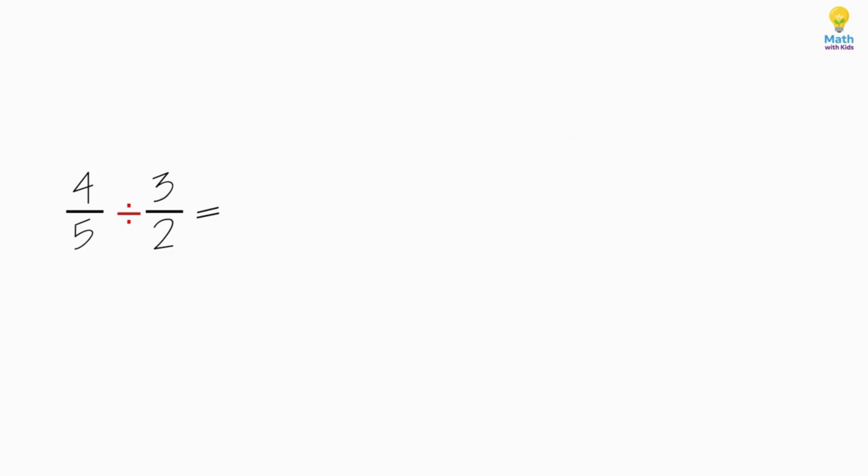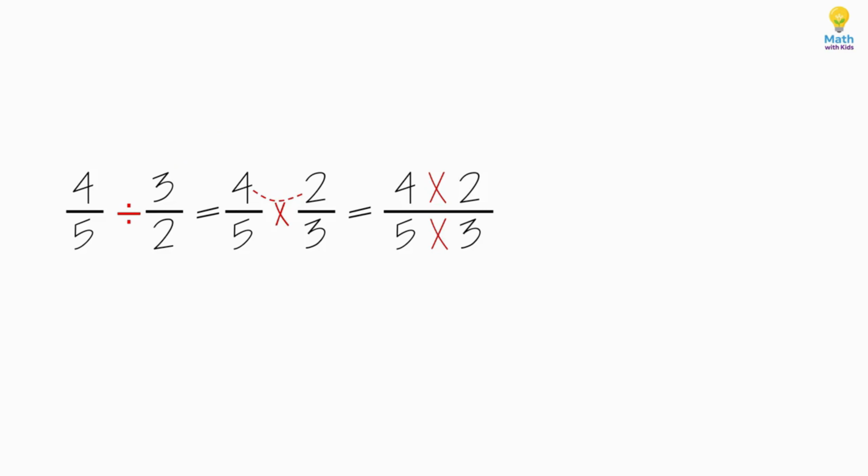Let's try a fraction divided by a fraction. 4/5 divided by 3/2. First, apply the rule. Keep the first fraction. Change division to multiplication. Flip, 3 over 2 becomes 2 over 3. Now multiply. Bottom, 5 times 3. Top, 4 times 2. Final answer, 8/15.